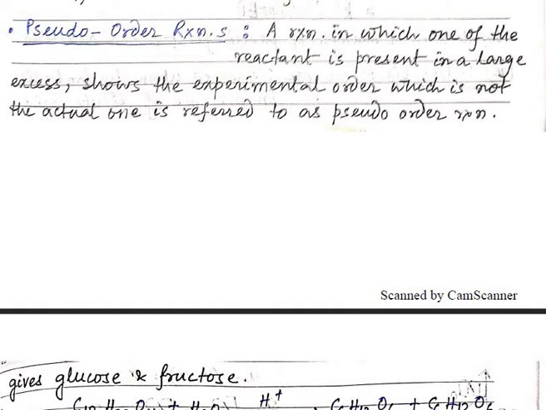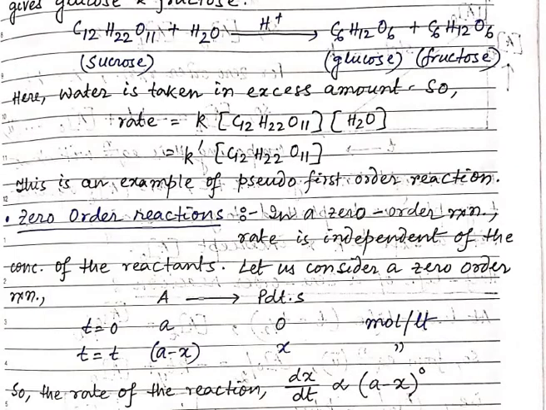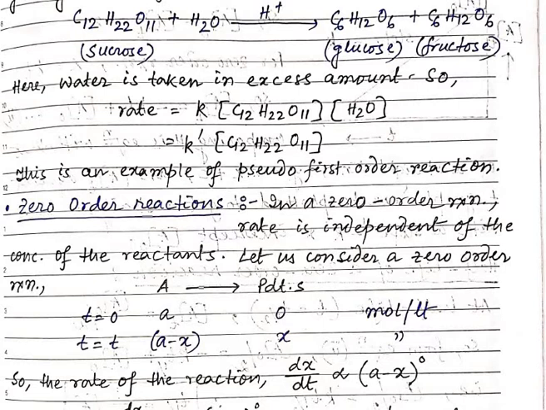Okay, so one of the most important points in the case of a pseudo-order reaction is that one of the reactants is present on the reactant side in a large excess. So that point you have to remember. Now, after the pseudo-order reaction, I am just discussing the hydrolysis.